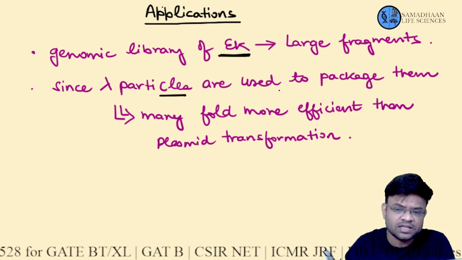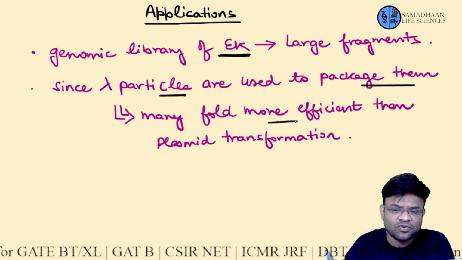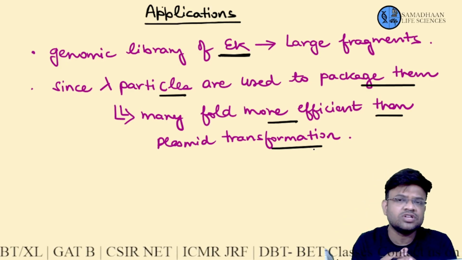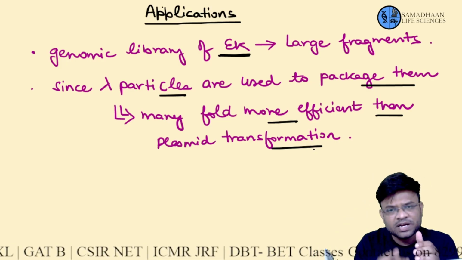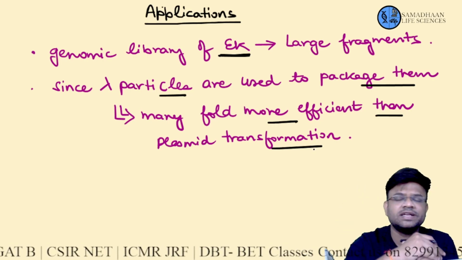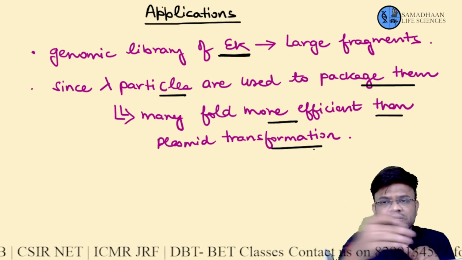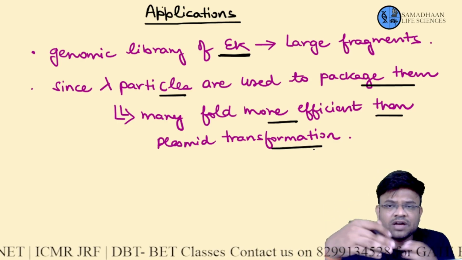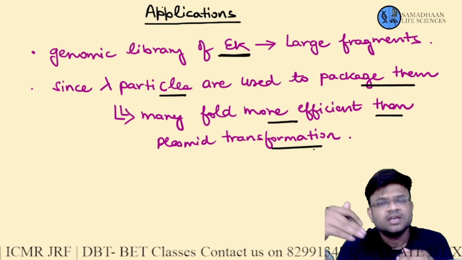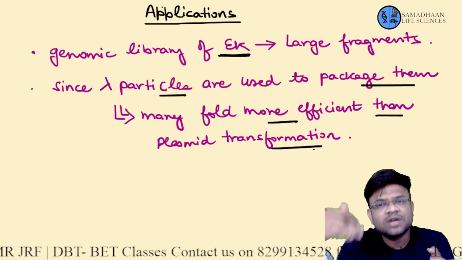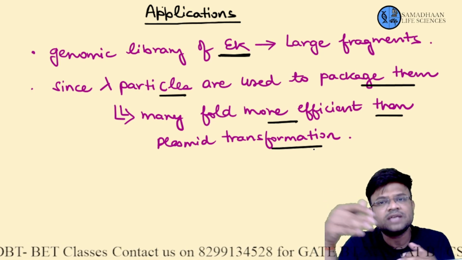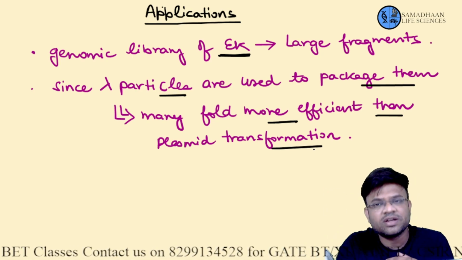Since lambda particles are used to package them, it is many-fold more efficient than plasmid transformation. So when you are transferring your gene of interest inside the plasmid, and then the plasmid goes and inserts inside the host bacteria, this particular process in which the lambda phage inserts inside the host is much more efficient, because lambda phage has an intrinsic capacity to infect the E. coli cells or particular bacterial cells.